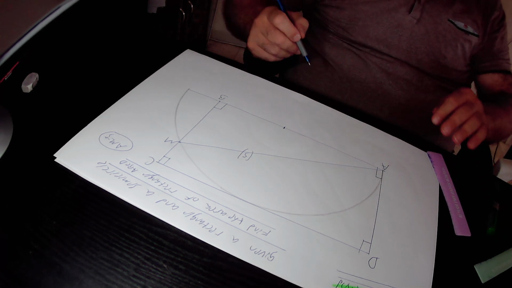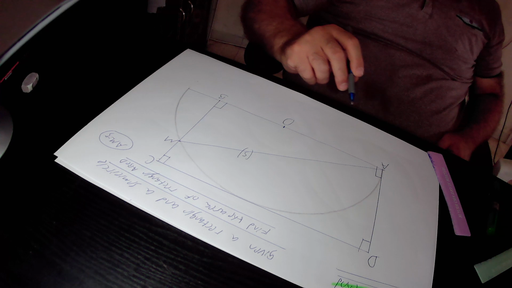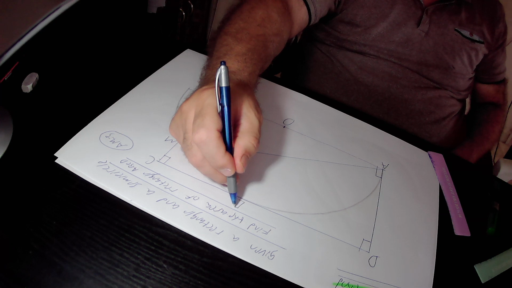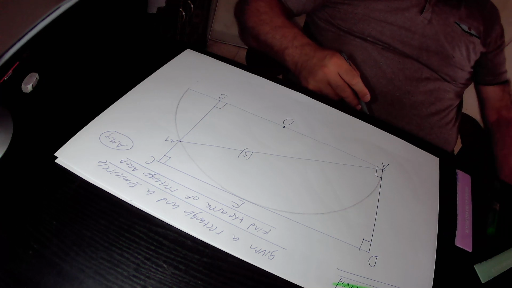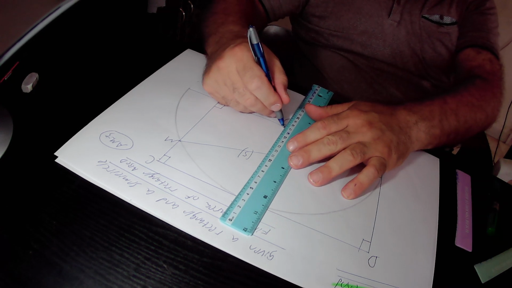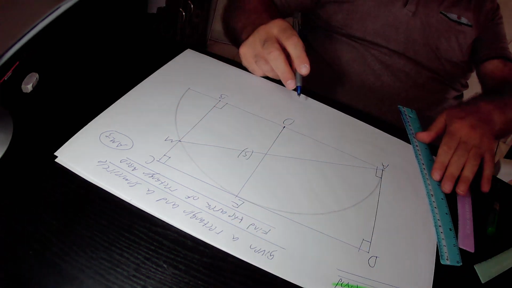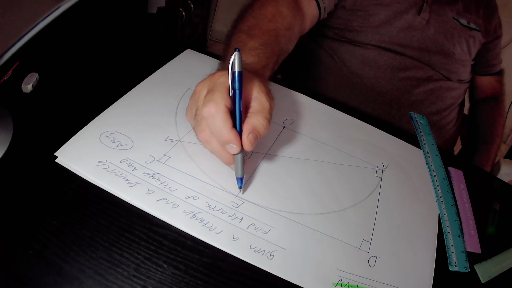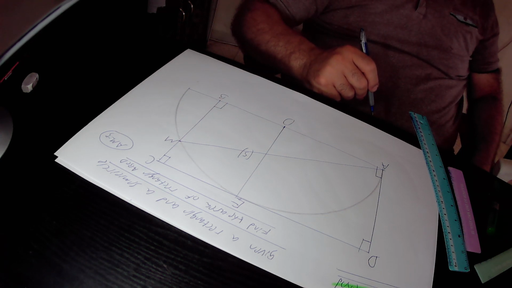In the next step, we'll define the center of this semicircle. This point is point O. We'll define the point of tangency of tangent DC with this semicircle. This point is point E. In the next step, we'll join points O and E together by a straight line. Point O is the center of the semicircle. Point E is a point on the semicircle itself. Therefore, OE is the radius of this semicircle.